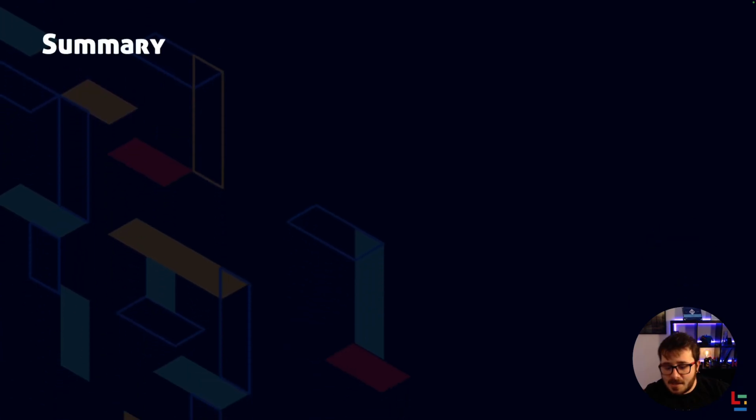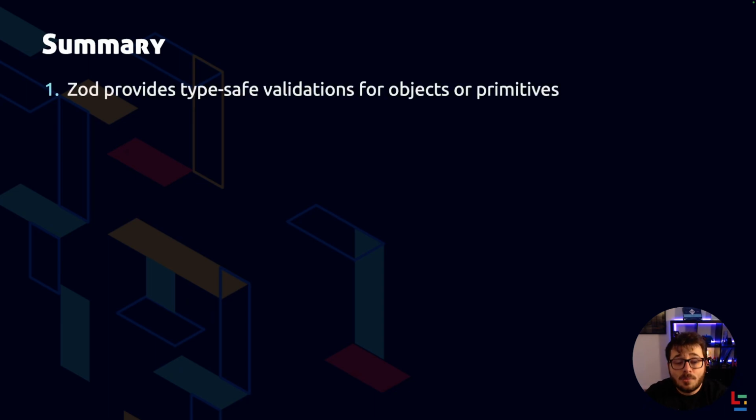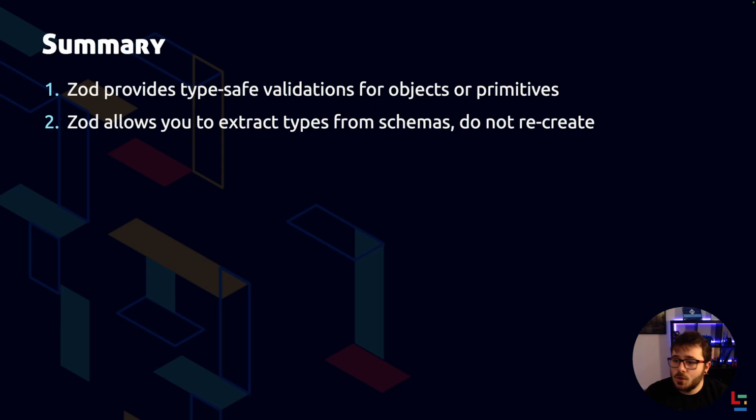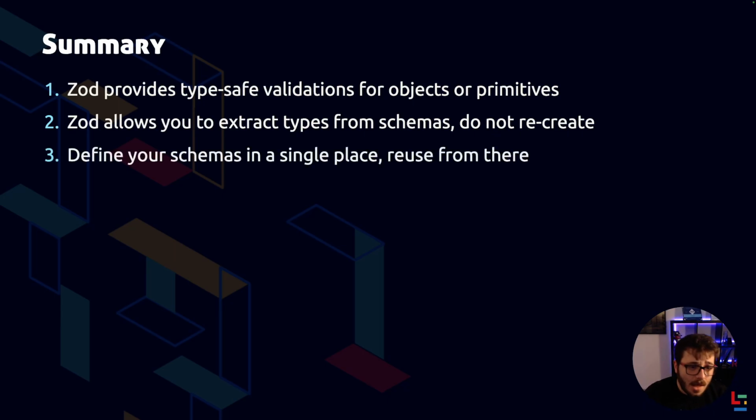So in the summary, let's do a quick recap because I'm running out of time. Zod provides a safe validation for objects and primitives. Zod is a validation library. It makes it very easy to make your types consistent across your application and allows you to extract the types from schemas to other schemas, or even reuse those types. You don't need to type anything manually, right?